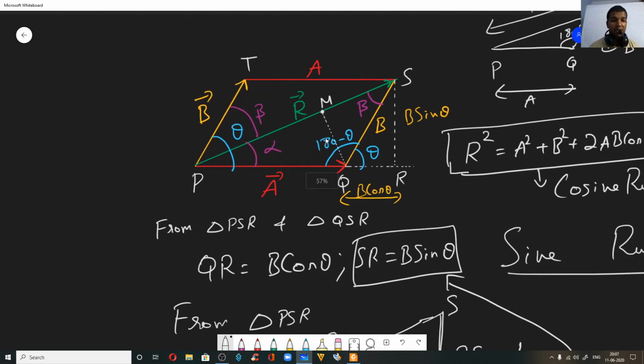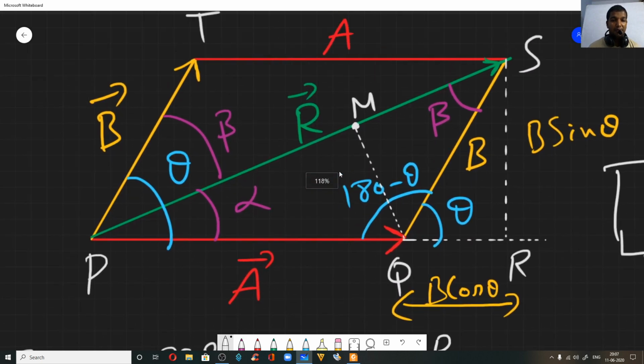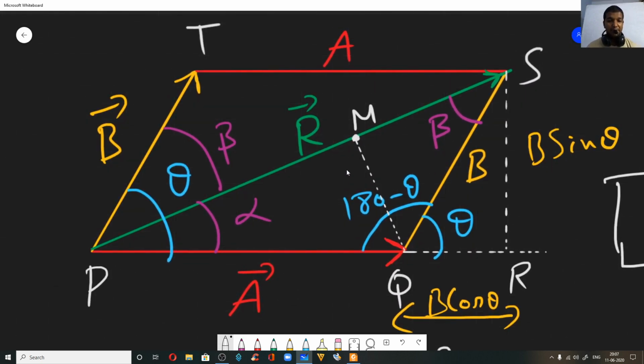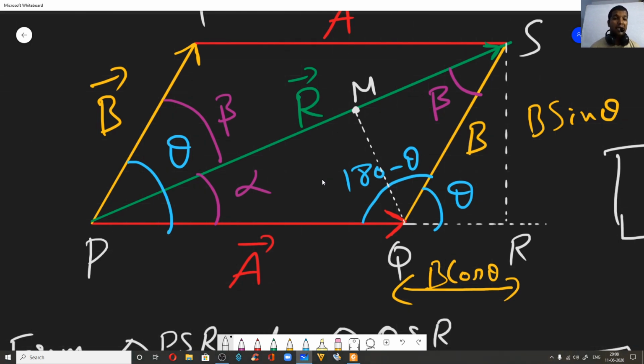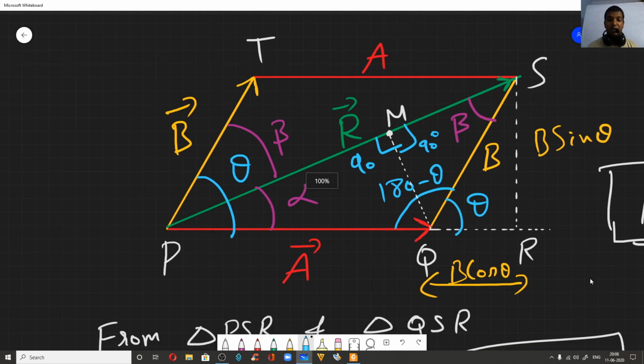Now focus on the side QM. I suggest you draw the diagram. Now we have two right angle triangles in this triangle PQS. Neatly focus on the triangle PQS alone. In that we have two right angle triangles: this is 90 degrees and this is 90 degrees. What are they? PQM and SQM are two right angle triangles.